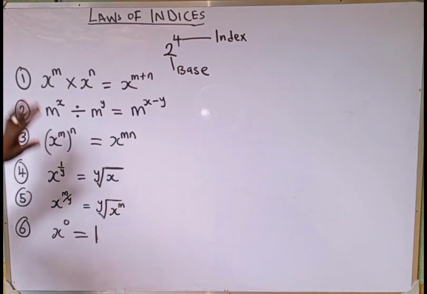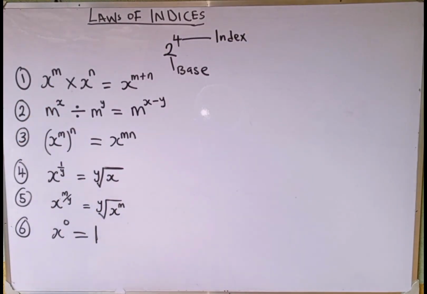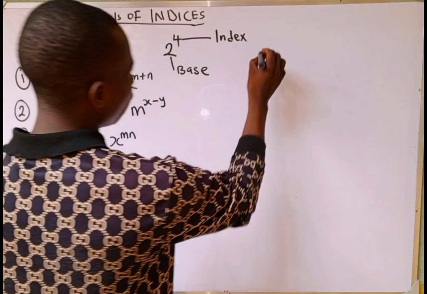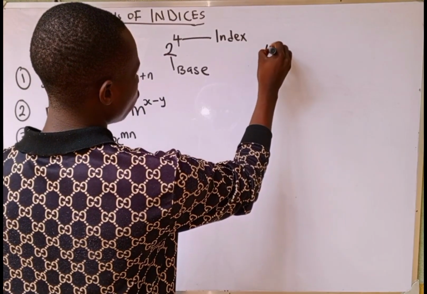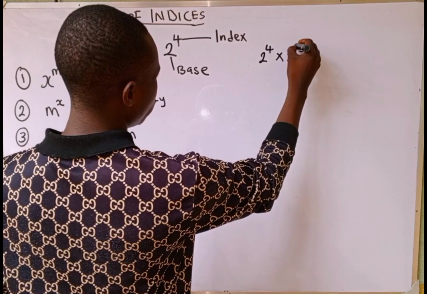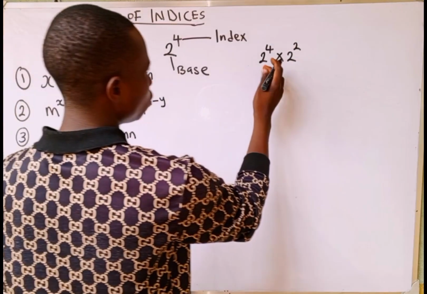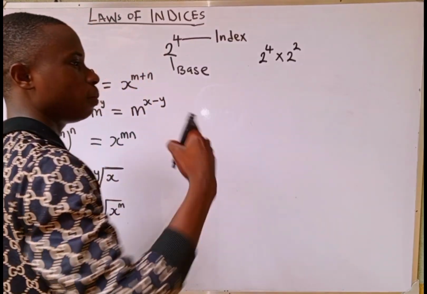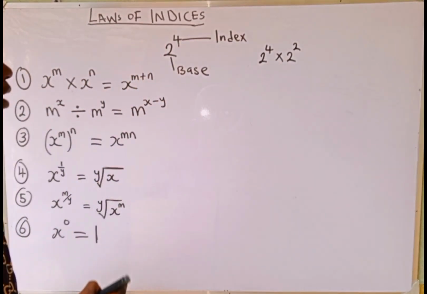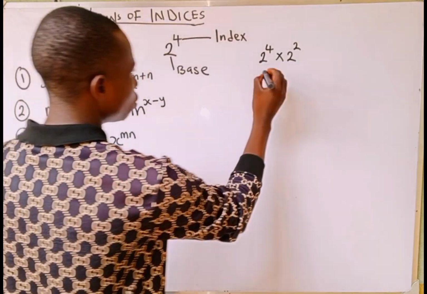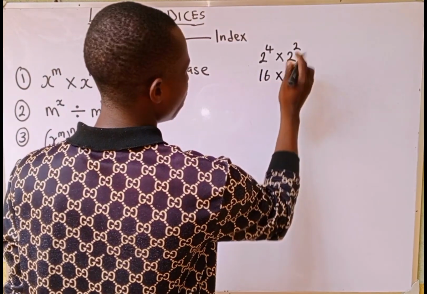So we're going to start from law number 1, which is the multiplication law. Suppose you have 2 raised to the power of 4 multiplied by 2 raised to the power of 2. And 2 raised to the power of 4, we know that it is the same as 2 multiplied by 2 multiplied by 2 multiplied by 2, four times, which is going to give us 16. Multiplied by what?